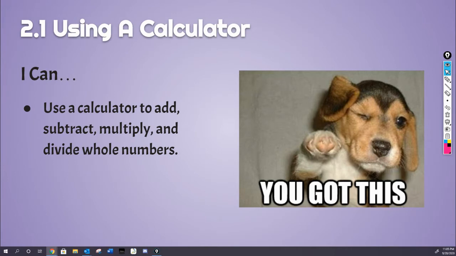That's right, an entire lesson on using a calculator. In fact, today's goal is that you should be able to, at the end of this lesson, say confidently that I can use a calculator to add, subtract, multiply, and divide whole numbers. I believe in you. I hope you believe in you too.